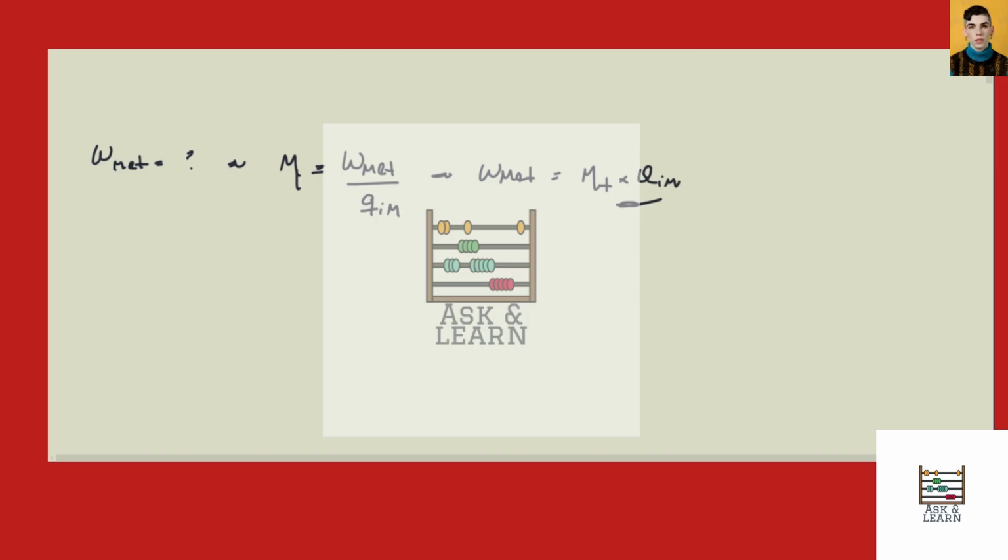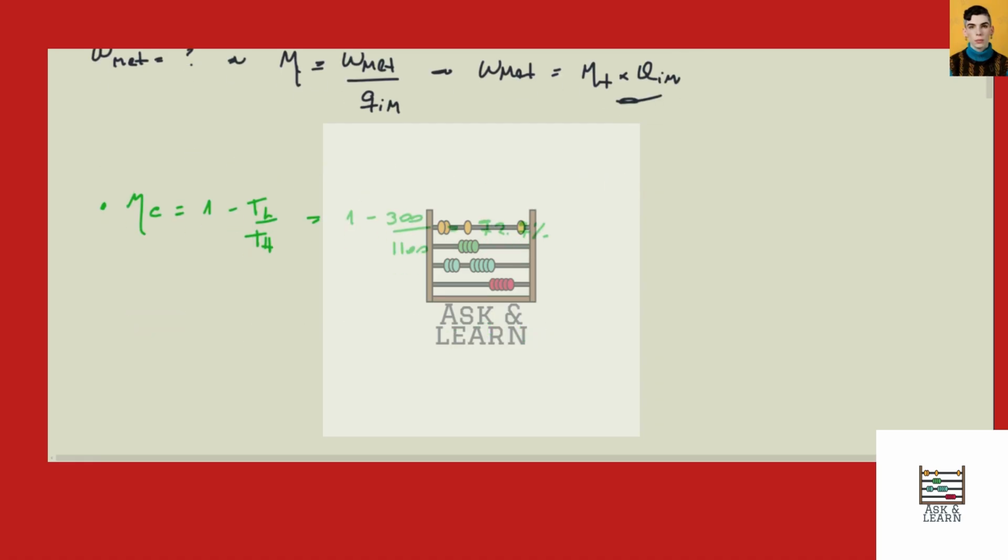And the only problem we have here is to find out the efficiency of the thermal system, which in this case is going to be the efficiency of a Carnot cycle. And we know that the efficiency of a Carnot cycle is just 1 minus TL/TH, and this is going to be 1 minus 300 divided by 1100 in this particular problem, which gives us an efficiency of 72.7%.